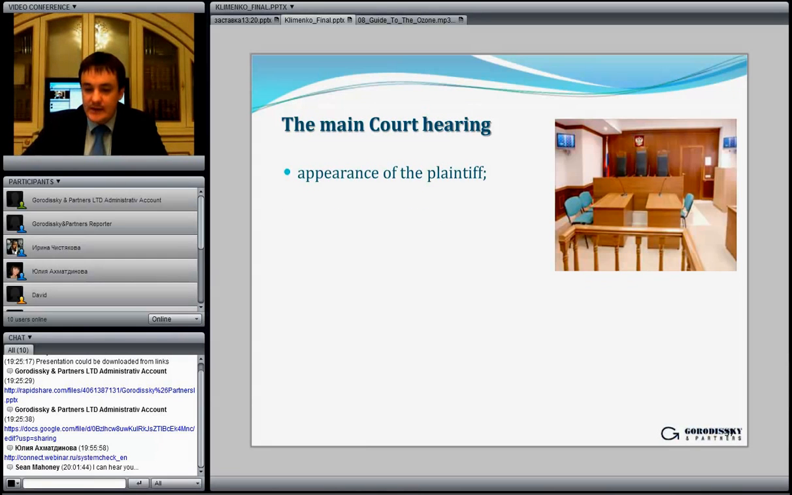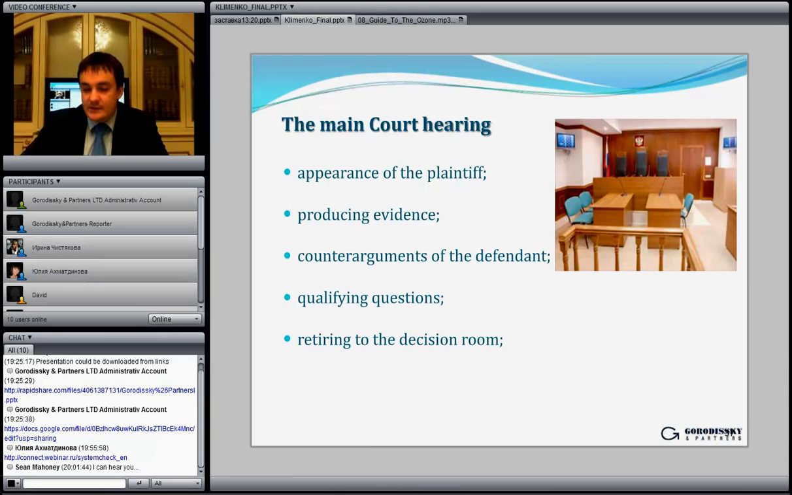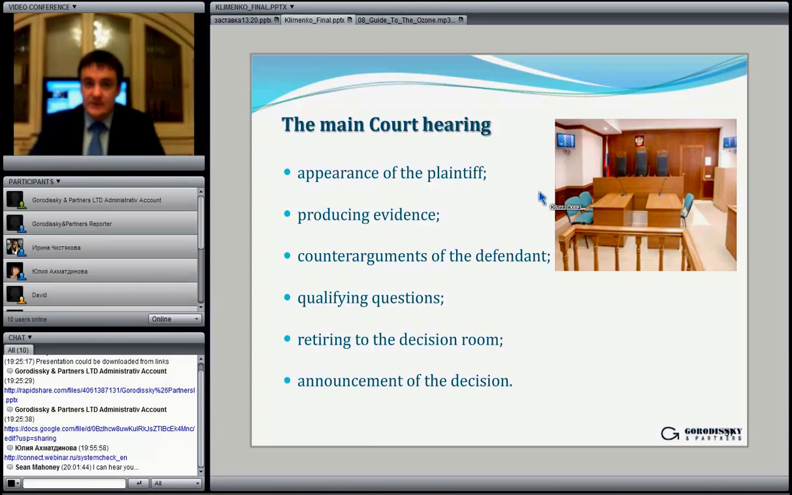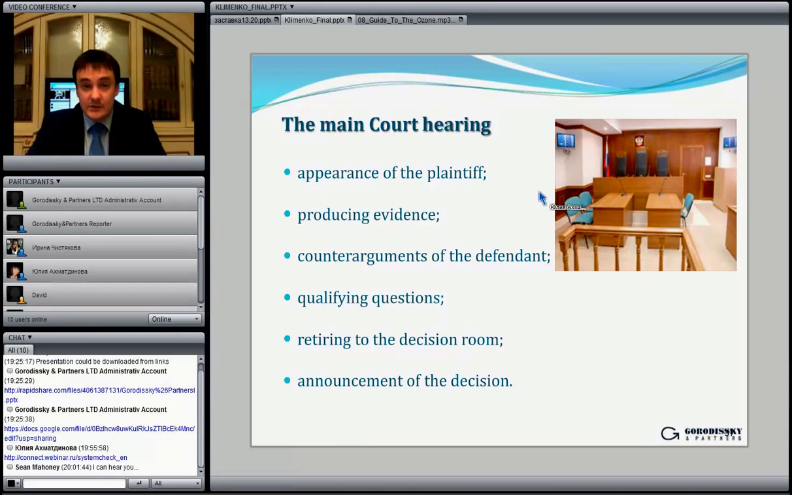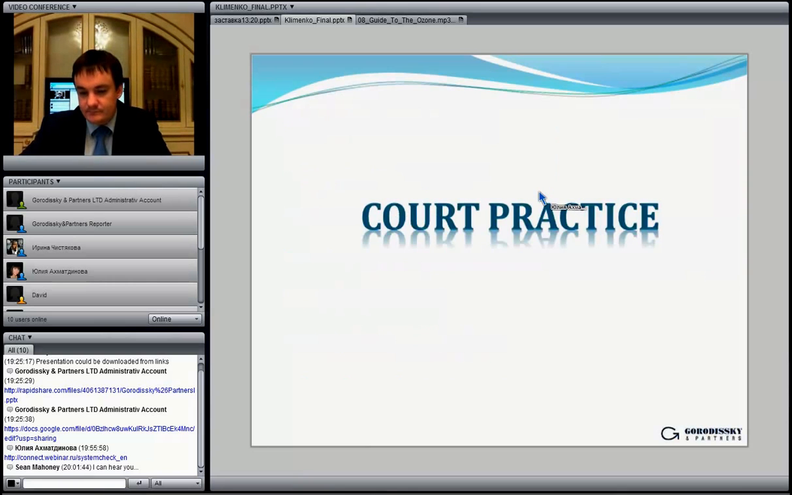At the main hearing, the parties produce their evidence and arguments. Then they examine, together with the court, the report of the expert, and if the judge has some questions, he may ask the parties, and then the decision will be announced the same day.